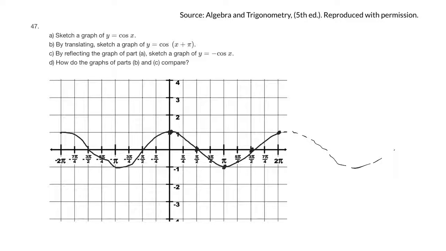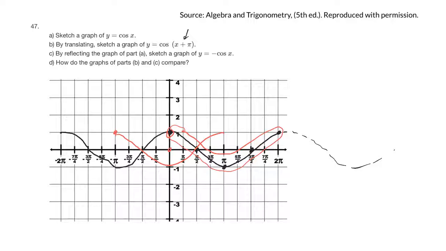Then they say, go left by pi. So instead of starting here, I start left at pi. So I start there. So I'm going to go down, and then back up to there. So I just took this portion here, I just took that portion there and moved it left by pi.